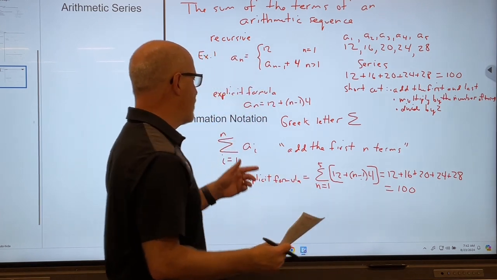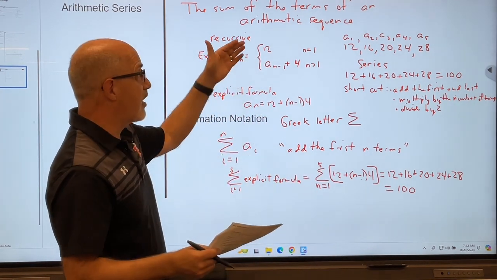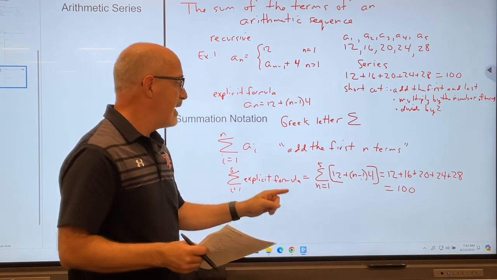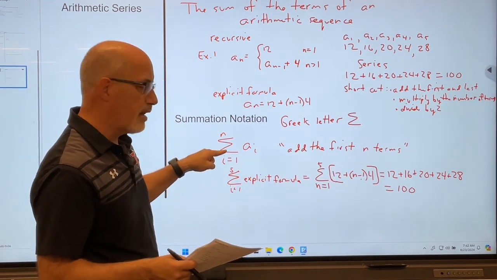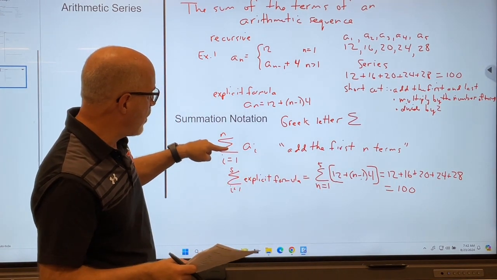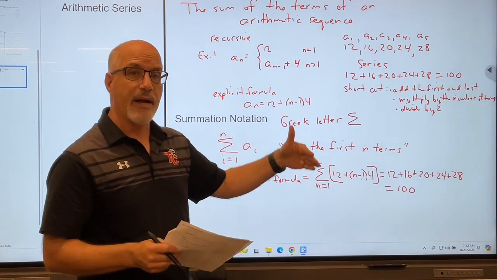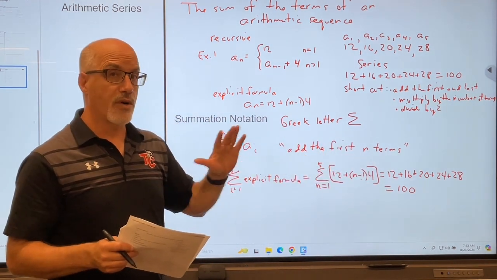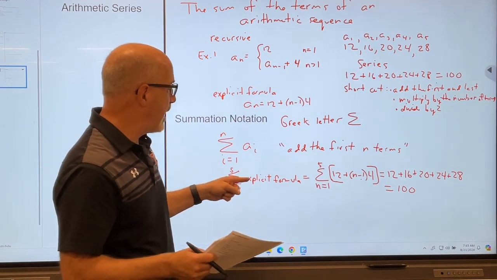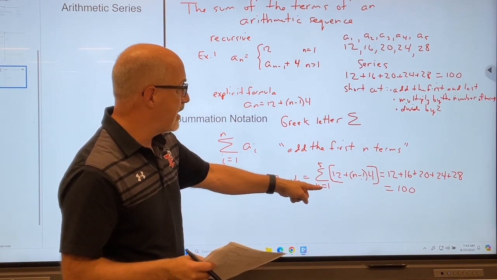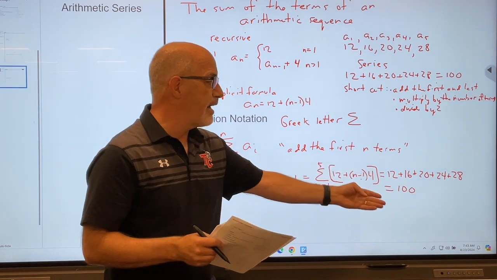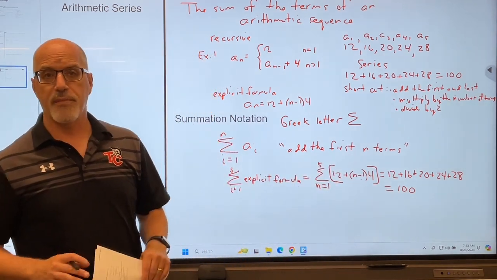So the summation notation for our arithmetic series, which is adding up the sequence, is where you use this Greek letter sigma, count up from 1 up to n, however many you want to add up, the first 5 terms in this case, you could add up 6 or 7 or 100 terms, and you go ahead and put the numbers counting from 1 up to 5 into the explicit formula, and then add those together and you have your arithmetic series.